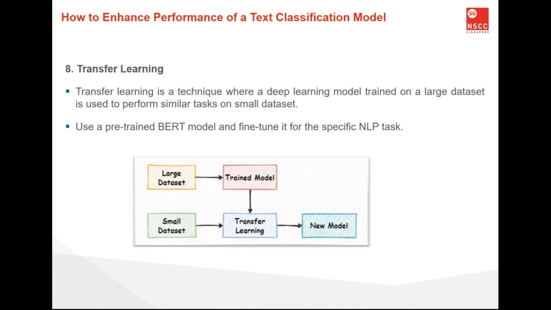The last technique is called transfer learning, where a deep learning model trained on a large dataset is used to perform similar tasks on another dataset. We call such a deep learning model a pre-trained model. The most renowned examples of pre-trained models are the computer vision deep learning models trained on the ImageNet dataset. So it's better to use a pre-trained model as a starting point to solve a problem rather than building a model from scratch.